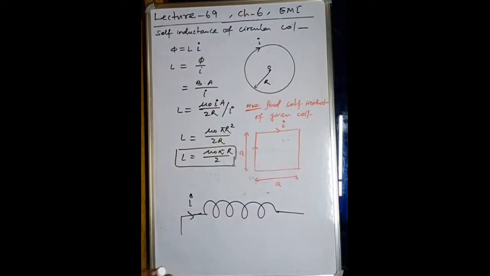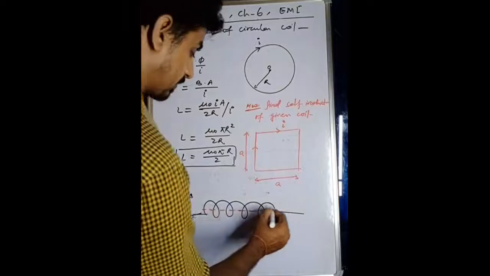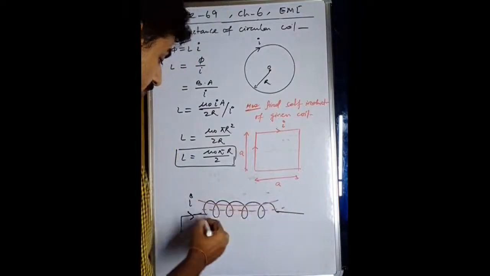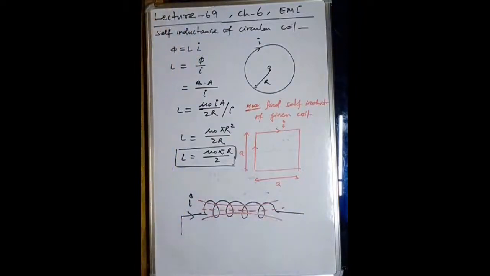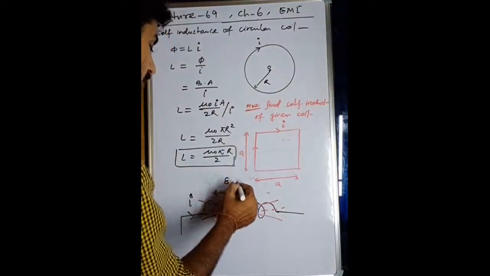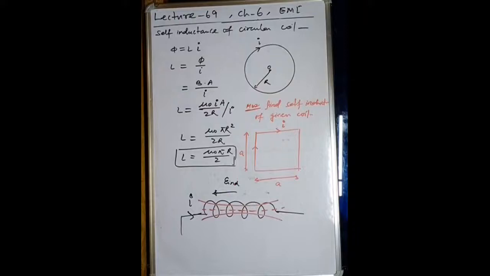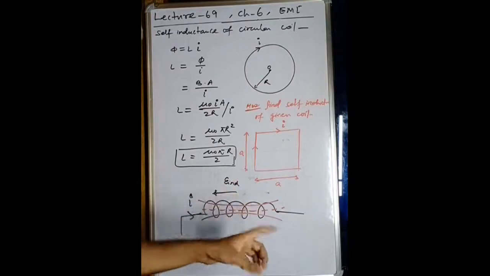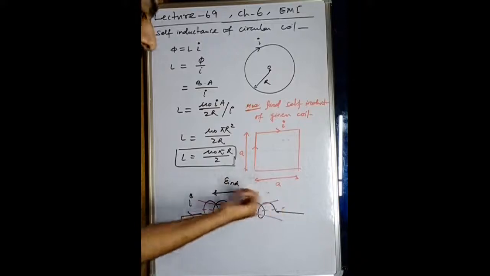The flux that is linked with this coil, there must be some flux like this. As this current increases, what will happen? There will be an EMF induced in this direction. This is the back EMF. So the current has to do some work against the EMF. To increase the current, this current has to do some work against this EMF, because this is the back EMF.